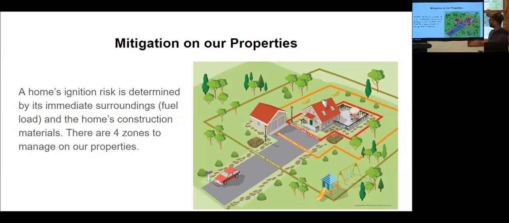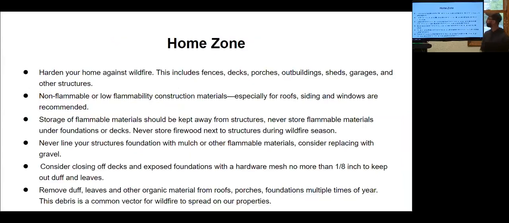So the first one that we're going to talk about is the home zone. That simply means your structure, your cabin, your home, your garage, your sheds, fences, decks, docks, anything man-made on your property, I will consider your home zone. In addition, I also want you to think of your driveways and roads as part of your home zone as well. And when we're thinking about Firewise, we want to think from those areas outward. So we're starting in the home zone.